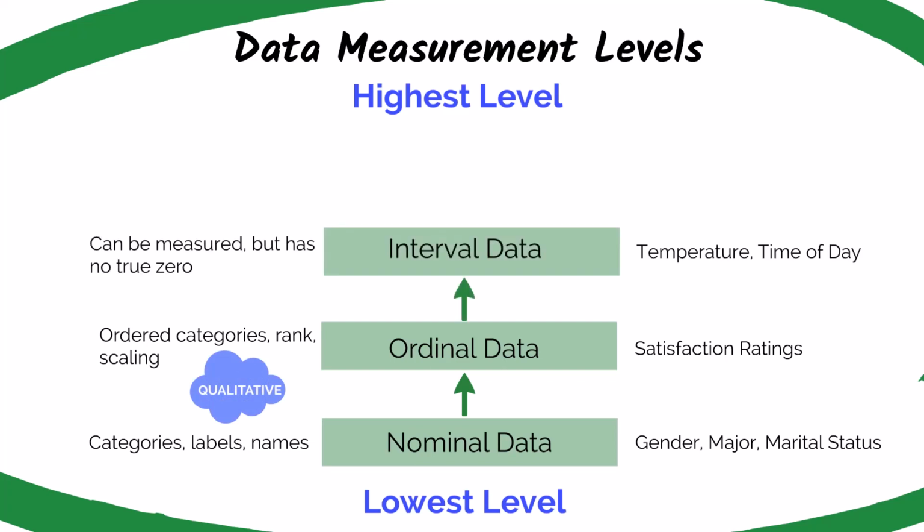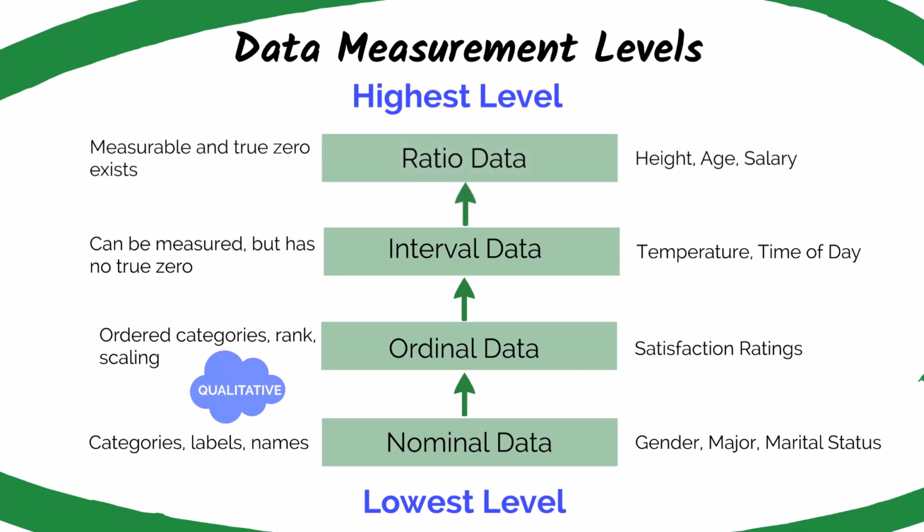Our third type of data measurement level is interval data. This type of data can be measured, but it has no true zero. So for example, the most used example is temperature, where both the Fahrenheit and Celsius temperature scales have ordinal properties. Another example would be the time of day. 0 o'clock does not mean there is no time, it just means it is midnight and the start of a new interval.